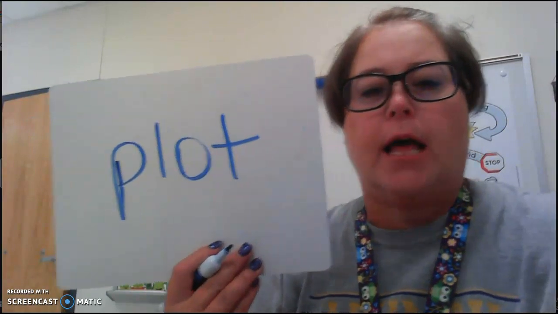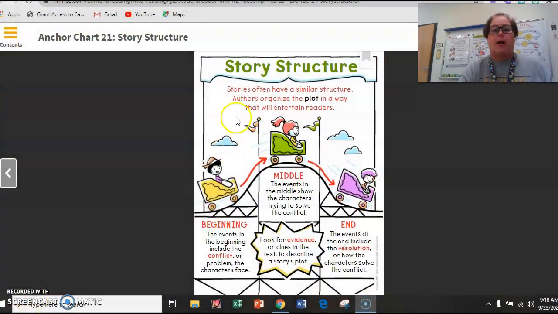Plot. That is just what's happening in the story. The problem or whatever's going on in a story that you're reading, what's happening in the story is the plot. And remember, our plot always has, let's look right here, a beginning, middle, and end. So stories often have similar structure. Authors organize the plot in a way that will entertain readers.